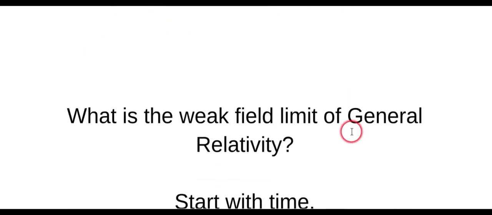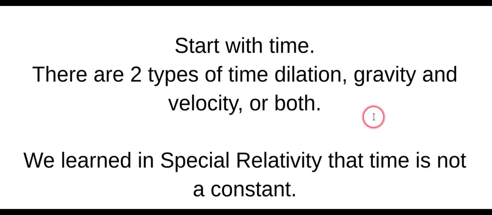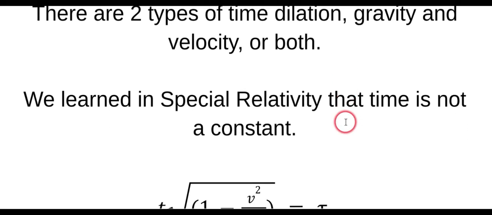Okay? Excuse me. So we want to start with time. There are two types of time dilation, gravity and velocity, or both. You could be having both types of time dilation, as we do in real life: our GPS satellites that are zooming around Earth experience both gravity and velocity time dilation. Okay, we learned in special relativity that time is not a constant, right?